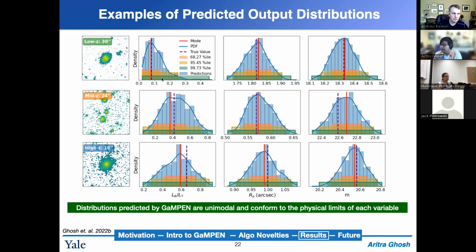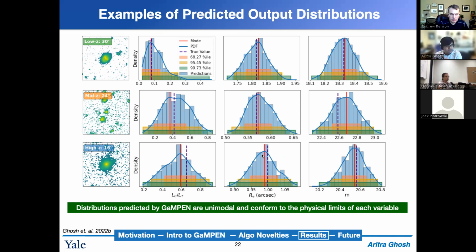Along with the distributions, I'm also showing you the confidence intervals. We estimate the 68, 95, and 99% confidence intervals just by doing an integration over the estimated probability density function.